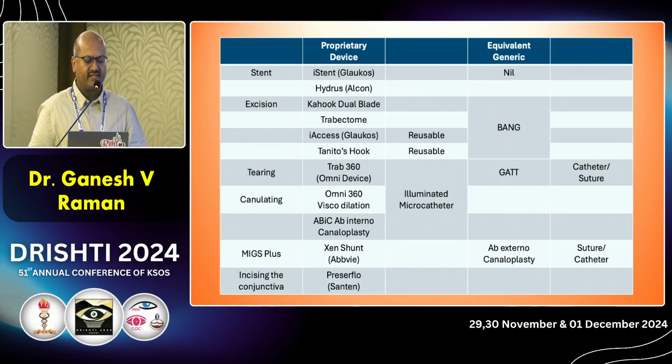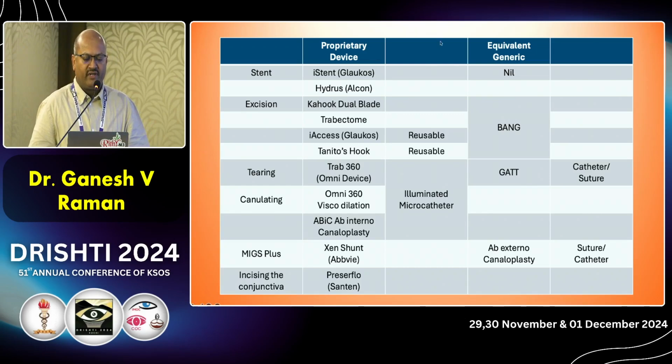The iTrack by Glaukos, which is not available here, can be reused, and the Tenitos hook can also be reused. The Trab 360 or the Omni 360, these are the same devices but used for different purposes. So one is you can tear it, or you can viscodilate the Schlemm canal. And then you have the MIGS Plus device, that touches the conjunctiva. So we have our own alternative, which is the canaloplasty. Maybe we come to that later. And if you excise the conjunctiva, the PreserFlo from Santen is another device. So these are all tubes which are put in the subconjunctival space.